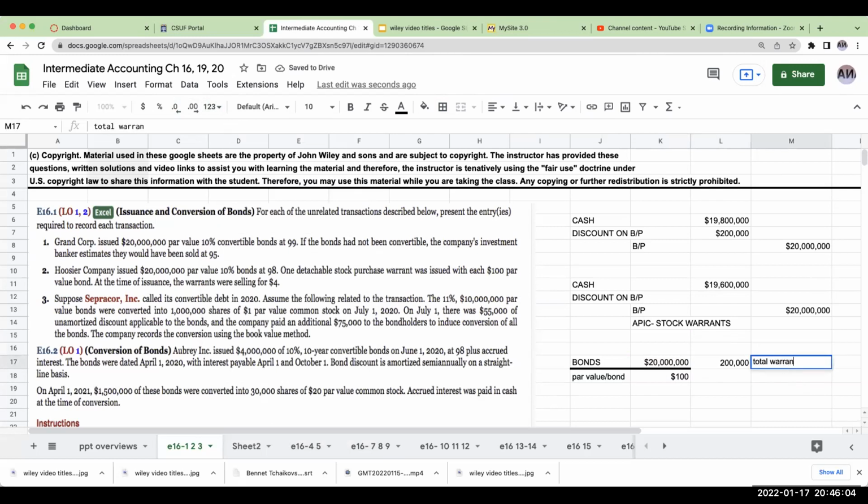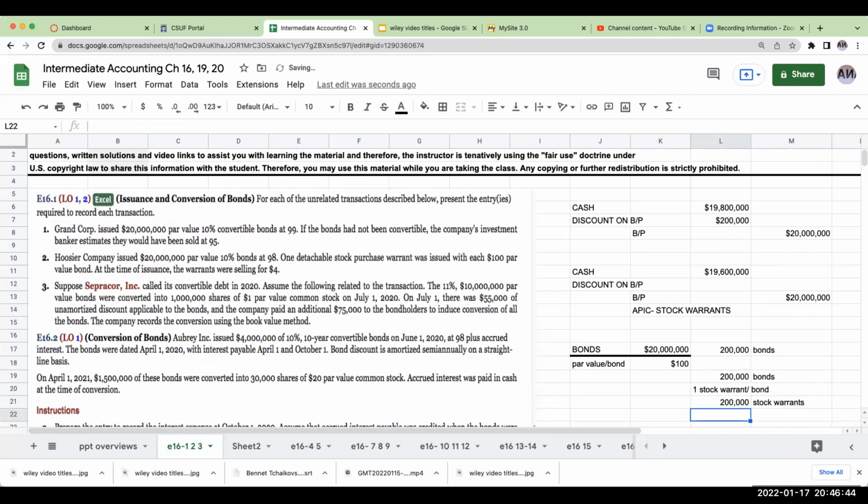Excuse me, the total warrants issued. Right, so right over here, sorry, let me just rephrase this. One detachable stock purchase warrant was issued with each $100 par. So basically we issued 200,000 bonds. And if I've issued 200,000 bonds, it's going to be one stock warrant per bond, or 200,000 stock warrants.